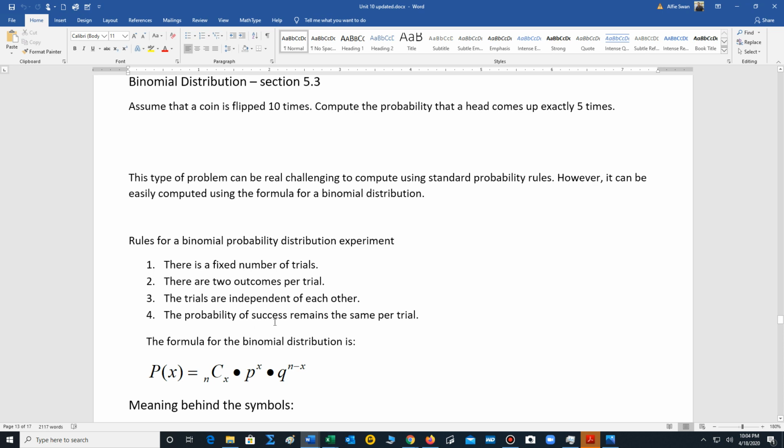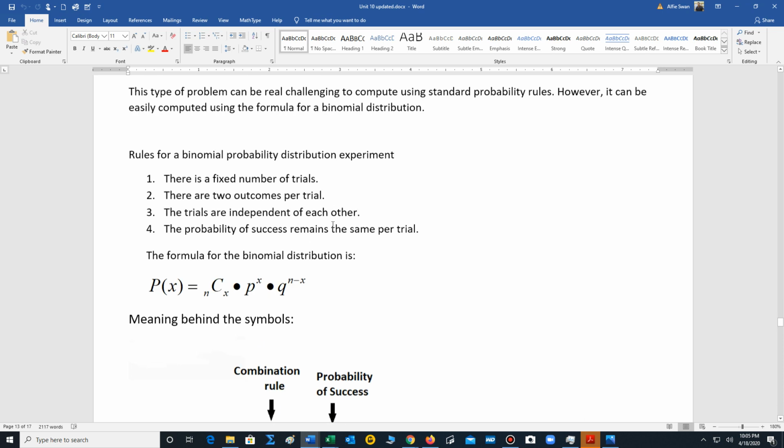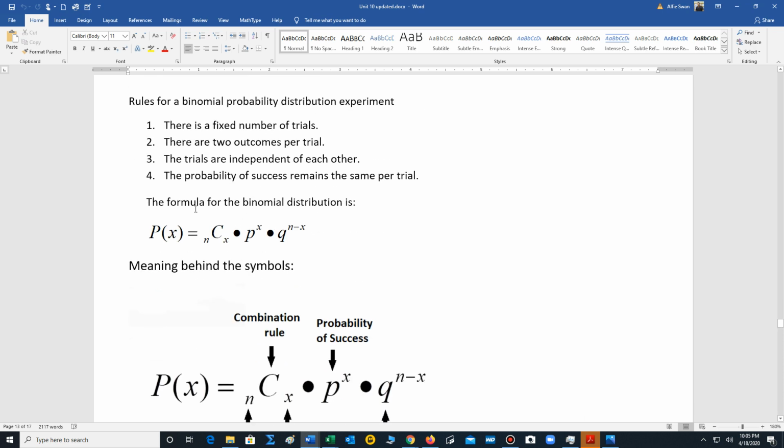And the probability of success remains the same per trial. Each time you flip a coin, the probability of getting heads is one half. So every time we flip the coin 10 times, that probability of success remains the same. So that's going to lead into our compact formula that we mentioned.